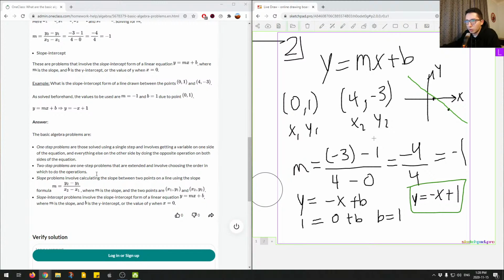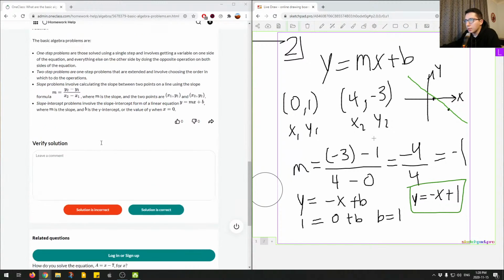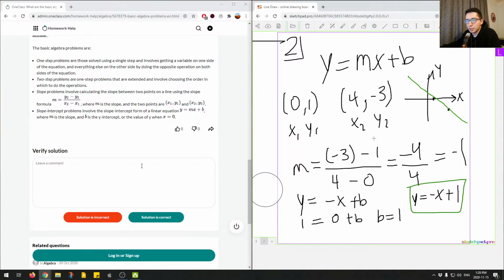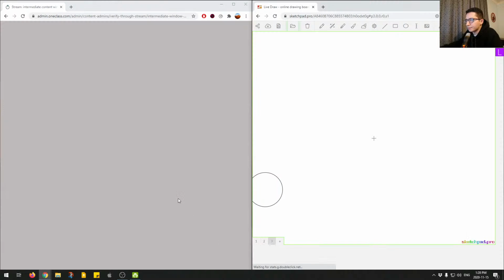So here they give a quick summary of how to do this. This is just the general overview for some common algebra problems that you could find in your homework or in a test. So correct answer. Great job with explanation. Okay, we'll mark this as correct, and we'll move on to question number 3.